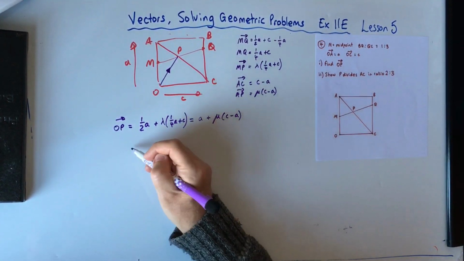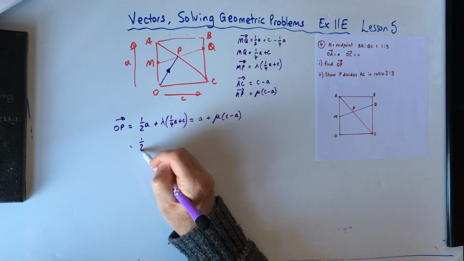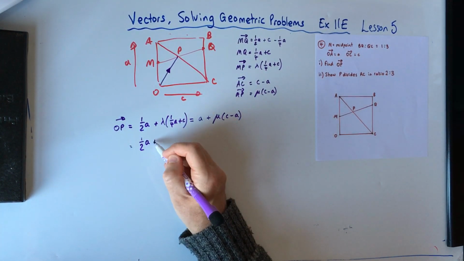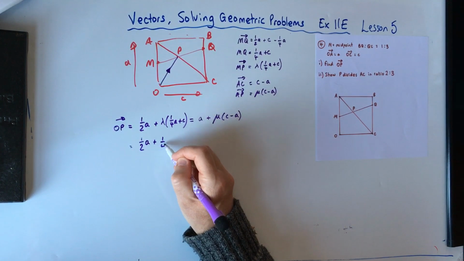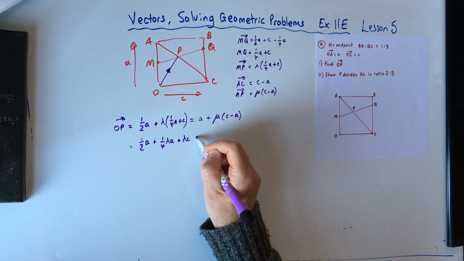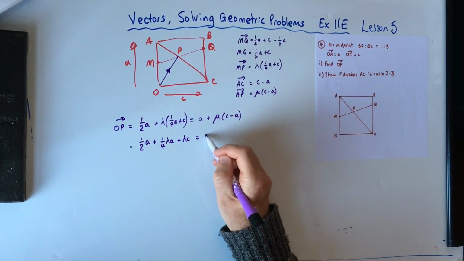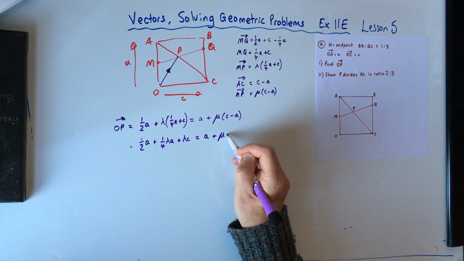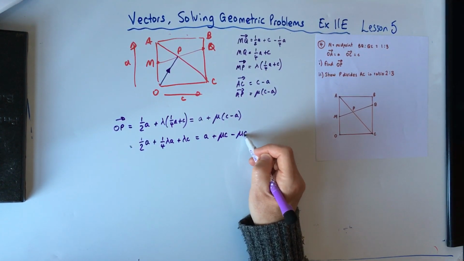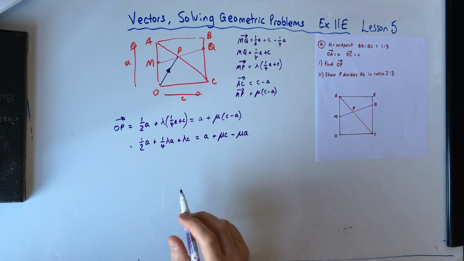Okay, so let's do it the same. If this is equal to this, let's multiply that out. So we've got a half of A plus a quarter lambda A plus lambda C. Okay, so I've just multiplied that out, and that is equal to A plus mu C minus mu A. I just know I'm going to go wrong here. There's so many mu's, lambdas, A's, C's, and so on. Okay, so I'm trying to be careful.